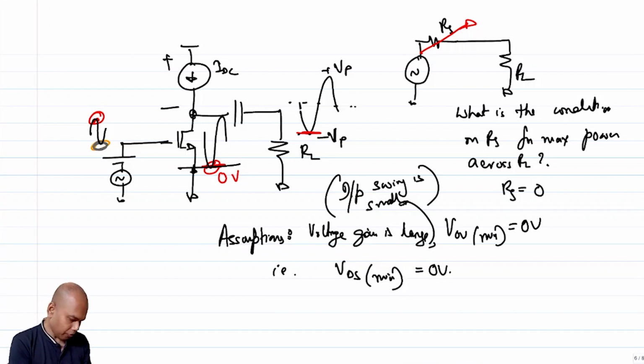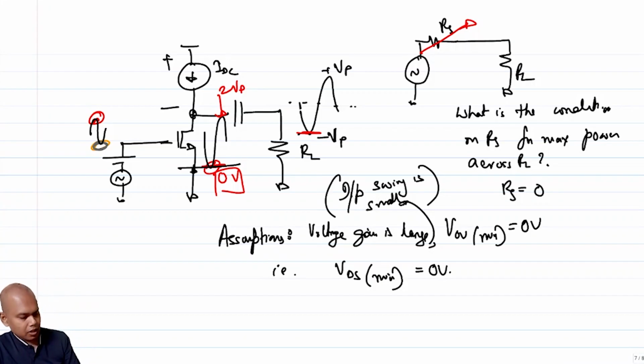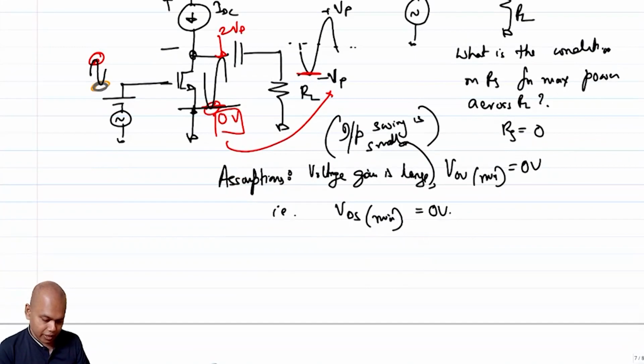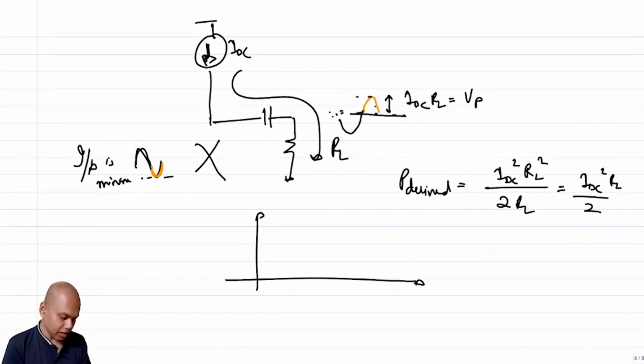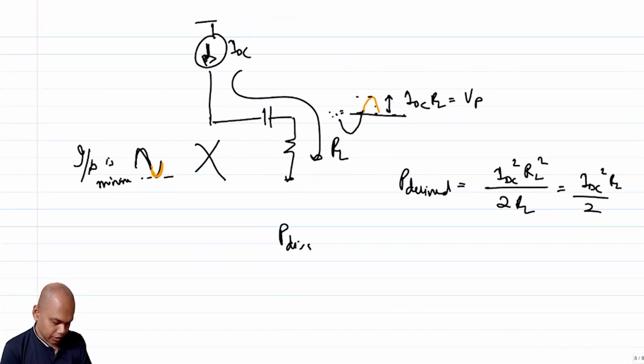So where is VDS going from? I am going from 0 volt to twice Vp, right? Because this 0 corresponds to minus Vp, and the peak to peak is twice Vp. So I am getting VDS going from 0 to twice Vp. So what is the power that is getting dissipated? It's basically the current times the voltage. P dissipated is IDC times the VDS average.